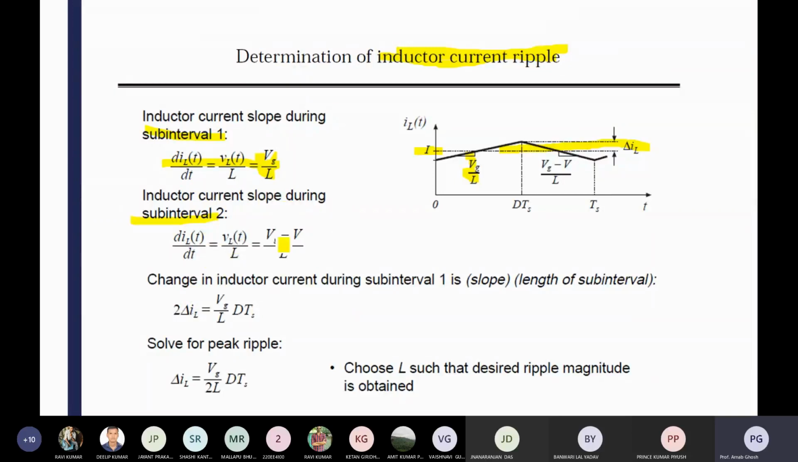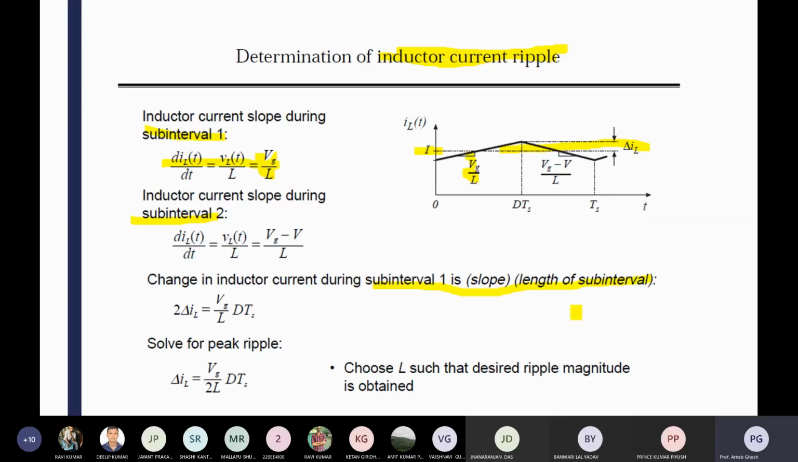So in both of the cases it is present. So it will be there, 1 minus D Ts. So it is D Ts, it will be there. And Vg by L, so that component, if you add both of them, it will not be there because there is no value of that V.